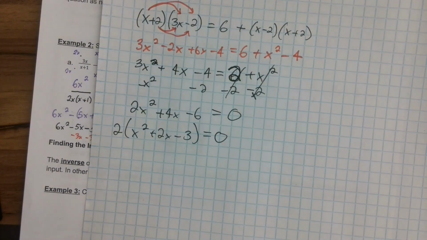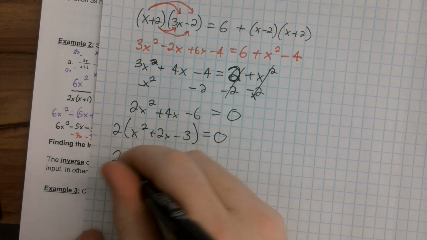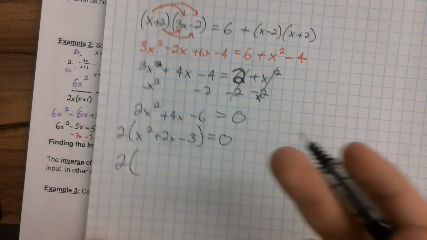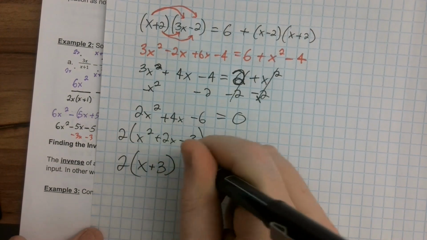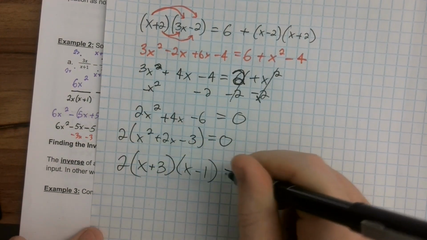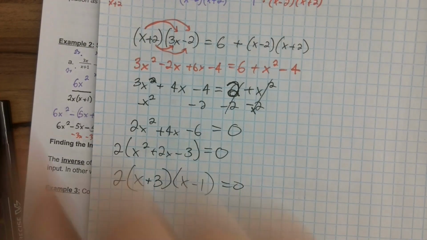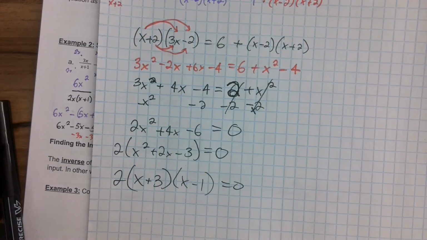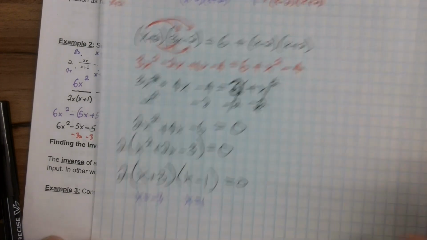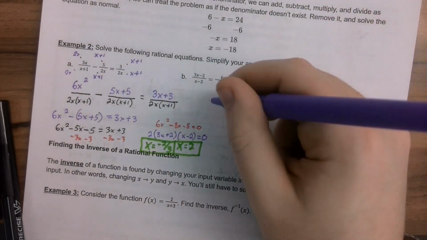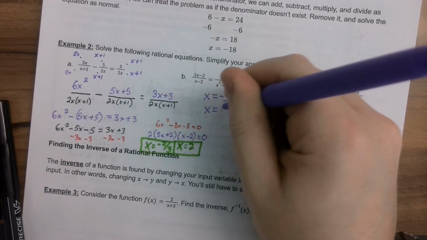And we can ask, what numbers multiply to make negative 3 and add to make 2? It's going to be negative 3 and negative 1. So x plus 3, x minus 1. We now know our solutions. Our solutions to this problem, for problem number 2, are x equals negative 3 and x equals 1. So I'm going to write that down. X equals negative 3, x equals 1.